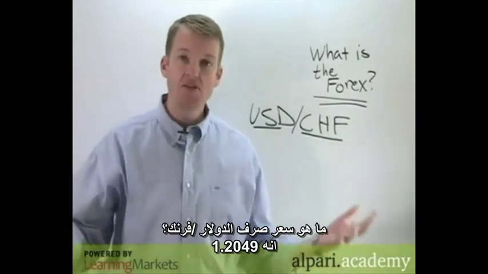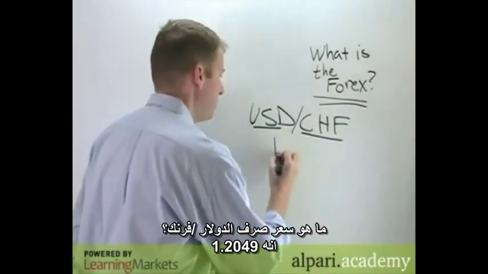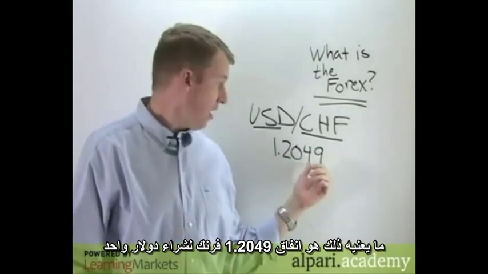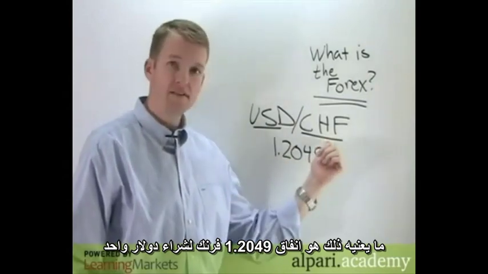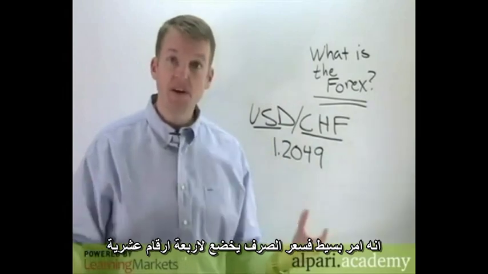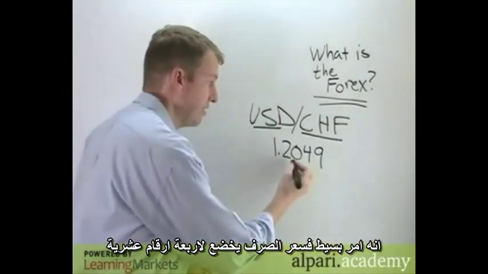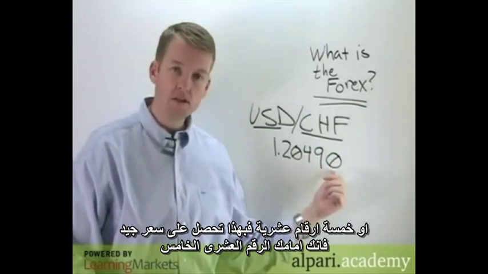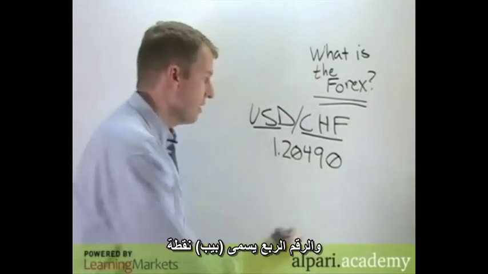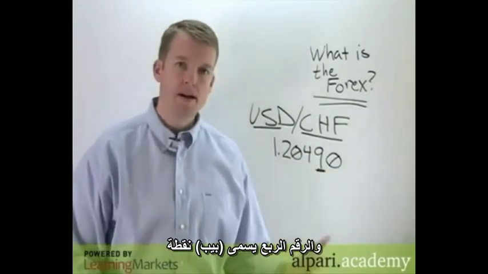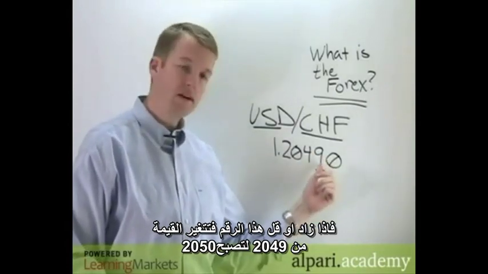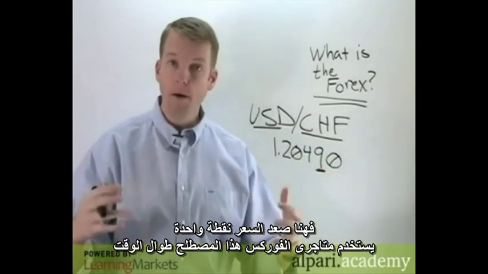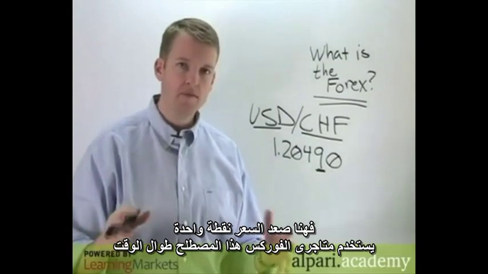Well, what is the exchange rate for the dollar franc? Well, let's say it's 1.2049. What that means is that it costs 1.2049 francs to buy a dollar. So that's pretty simple. Exchange rates are typically carried out to the 4th or 5th decimal place when you're getting really good pricing, so you can get all the way out here to the 5th decimal place. And this decimal place right here is called a pip. So one move up or down in that number there, so if we go from 2049 to 2050, then we've moved up 1 pip. So you'll hear Forex traders use that verbiage all the time.